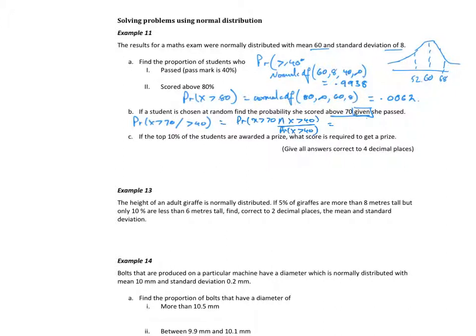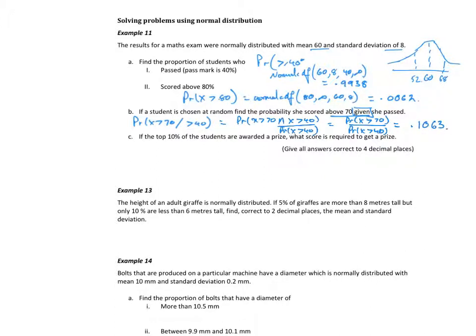So a score that's got to be greater than 70 and greater than 40 is the same as a score that's greater than 70, over the probability of a score that is greater than 40. So use our normal CDF information there, and we should get a final answer of 0.1063.